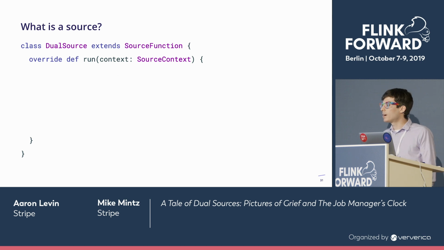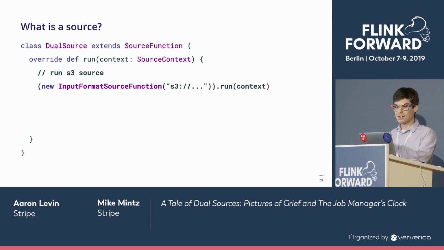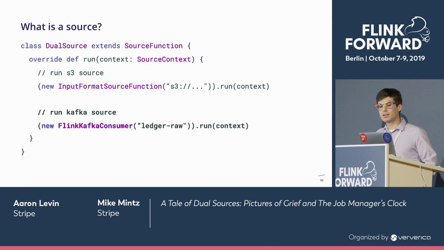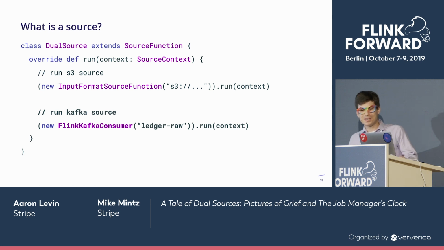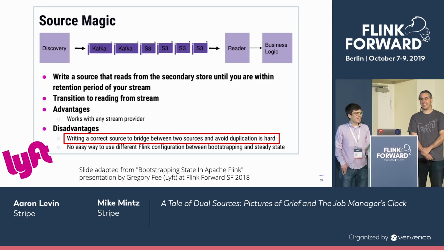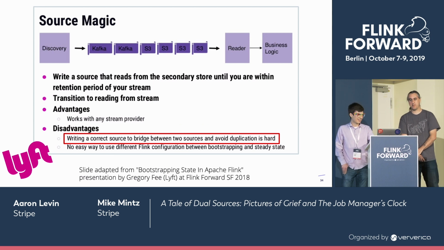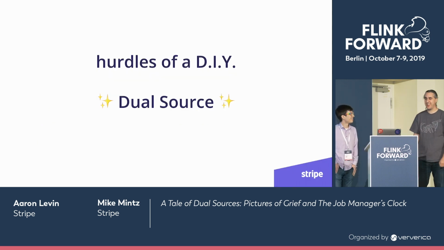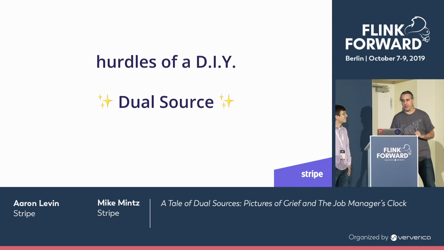So what about actually writing a dual source? In the run method, it should first start reading all the data from S3, wait until it's done, and then cut over to reading live data from Kafka. Just a few lines of code. Easy, right? Well, no. If it were that easy, we wouldn't be here presenting today. And we can't say that we weren't warned. So now that you know why we would want to go down this foolish journey, let us tell you some of the hurdles we encountered along the way.